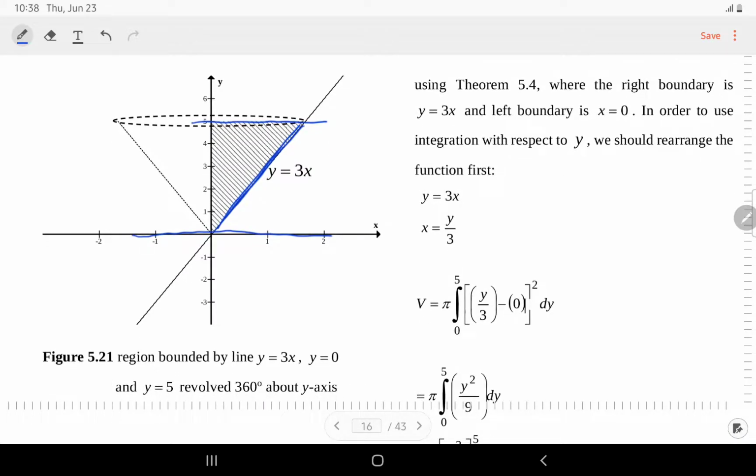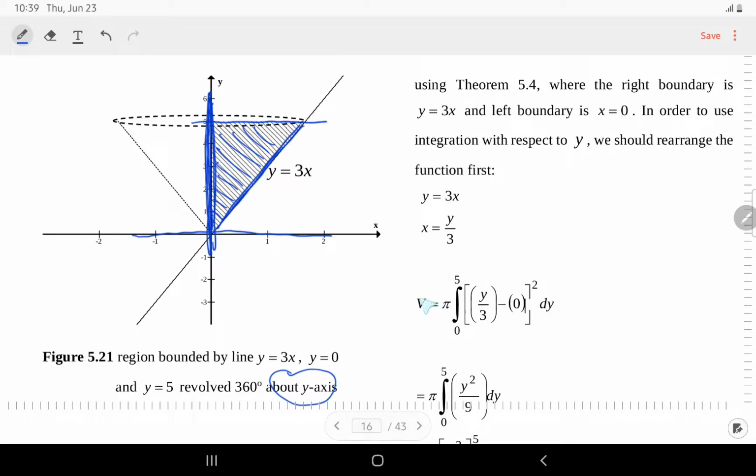Okay. And revolve about y axis. So dia pusing dekat sini. So maksudnya region bounded region dia dekat sini. Paksi pusingan dia dekat y axis. Okay, yang ni paksi pusingan dia. So you all bayangkan dia pusing, dia akan jadi bentuk cone macam ni. Okay, so this time the axis of revolution is a vertical line. So we are going to integrate it by dy.